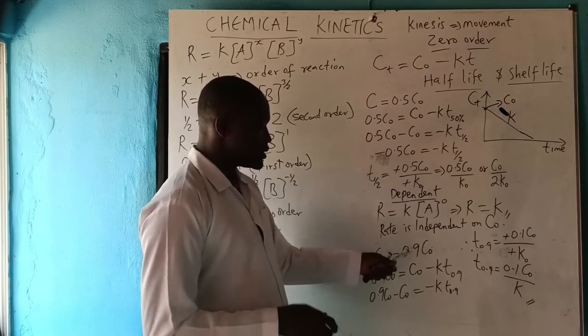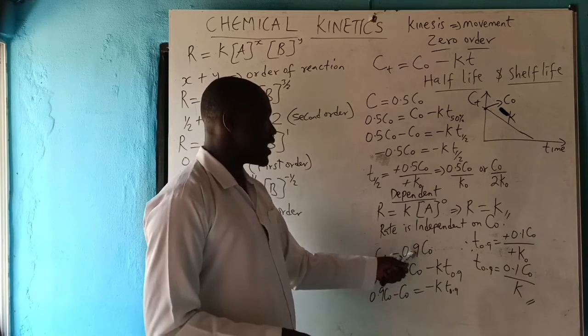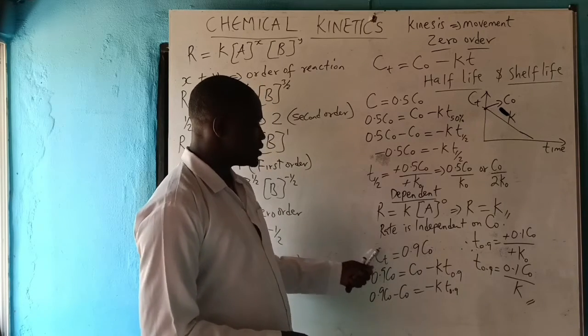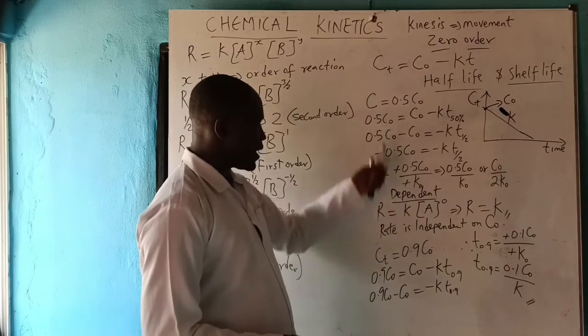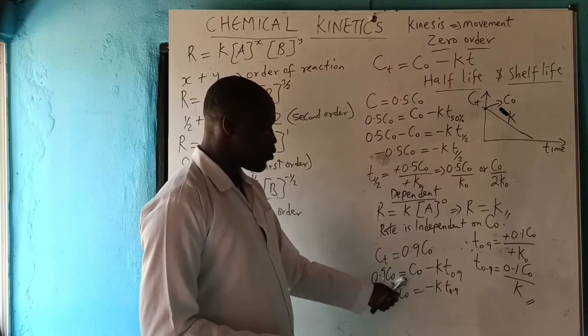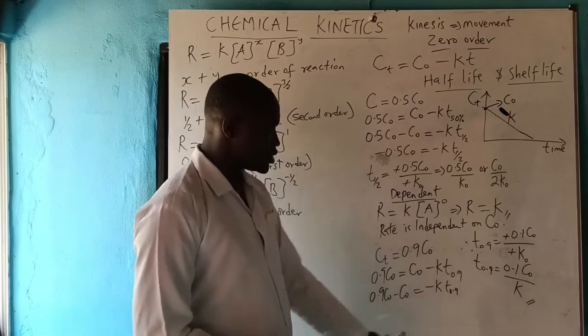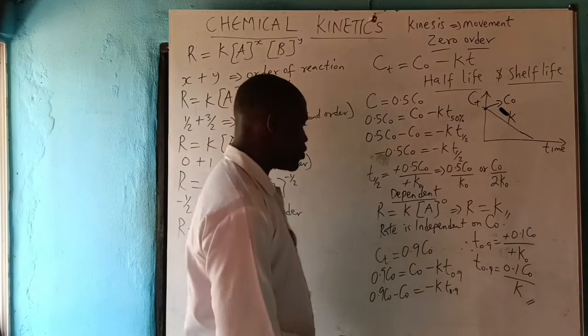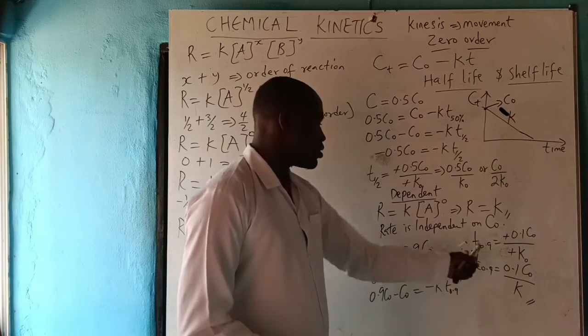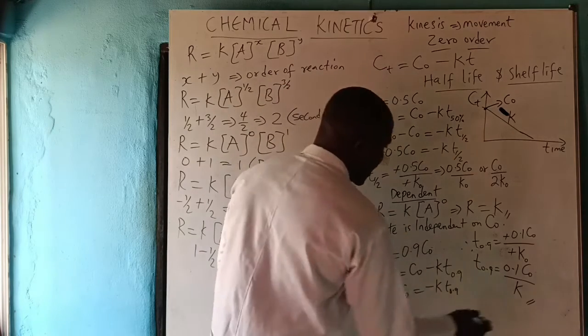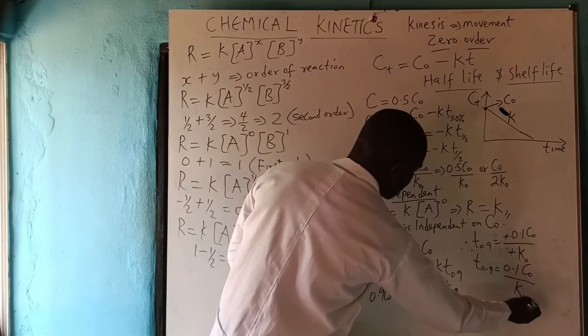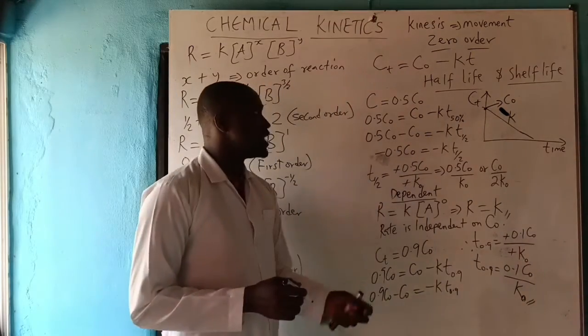Okay? Now we also went ahead to see how to get it. That it means 10% has been lost. So 0.9 C0. CT will be replaced with 0.9 C0, equal to C0 minus K T 0.9. So this minus, it will give you minus 0.1 C0. Then we divide it by minus K. So that we'll get the value of the shelf life. So that is for this.